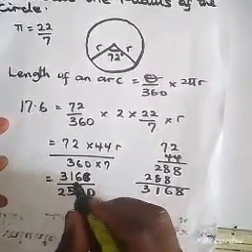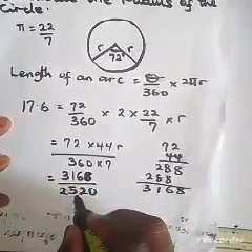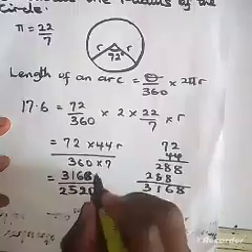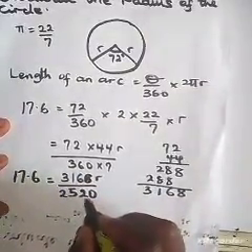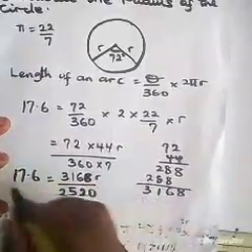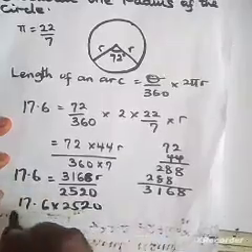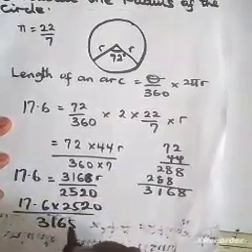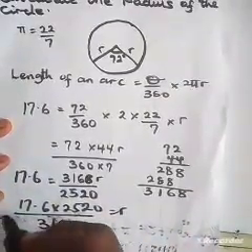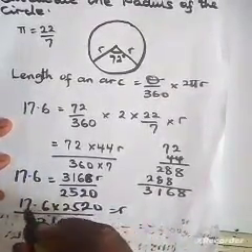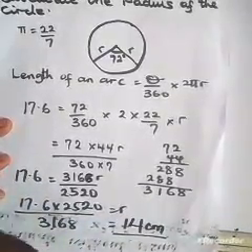If you divide 3,168 over 2,520, everything will be equal to 17.6. To divide this by this, you can cross multiply it. So you have 17.6 times 2,520 over 3,168. That is it. So to get r, our radius, when you multiply this by this divided by this, will give us 14 centimeters. Thank you.